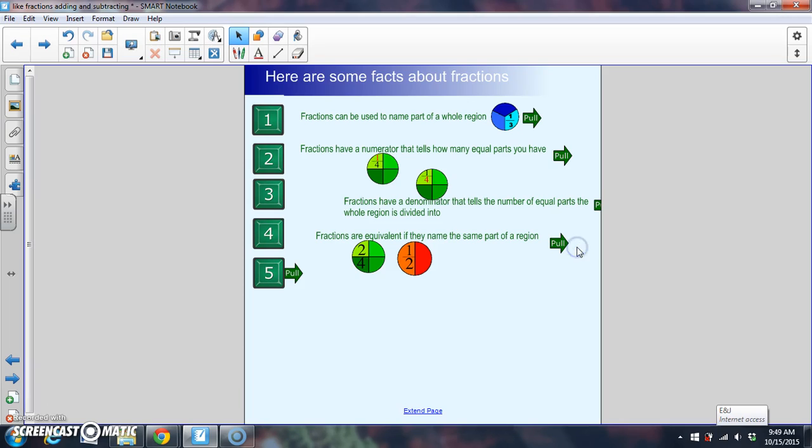Something else you may have written down are that fractions are equivalent if they name the same part of a region. 2/4 is equivalent to 1/2. Here's something similar with equivalent fractions. It'll be interesting to see if any of you wrote something similar to these 5 ideas that I came up with.